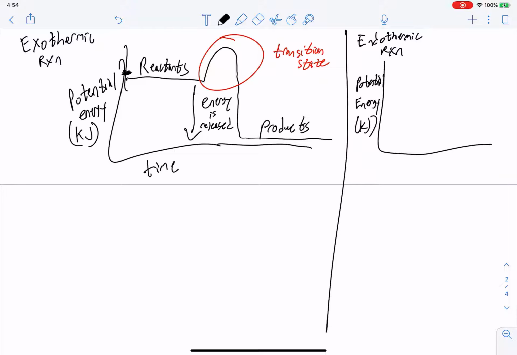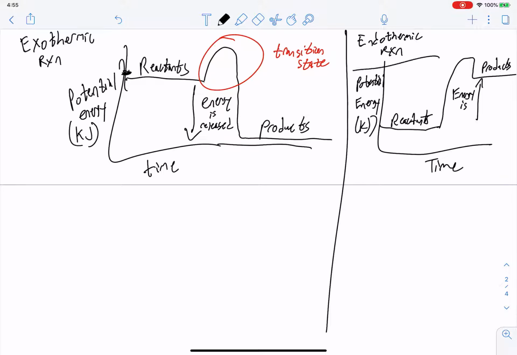We have time. Now, where do you think our reactant's energy is going to start? So this is the opposite. So this is our reactants. Our reactants are going to start down here. Then they're just kind of sitting, and then boom, reaction, and then products are left up here. All right, and this time, our system has absorbed energy. So our potential energy goes up.